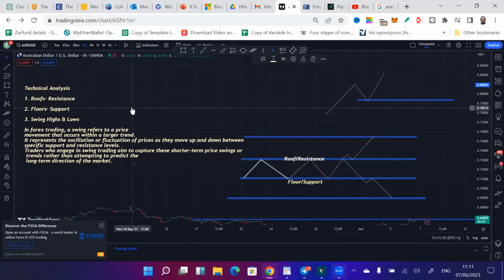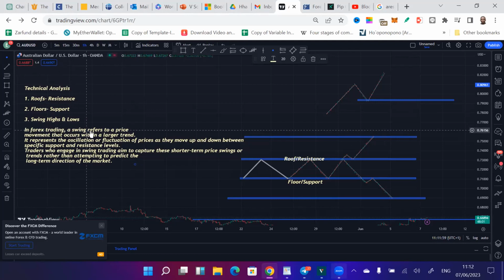We talked about roofs yesterday. We talked about floors. Roof is resistance, floor is support. Then today we're talking about swing highs and swing lows. All of these things are very important for understanding what we are going to do after. So in forex trading, take note of this. You might have to write it down or something, but you have to understand it.